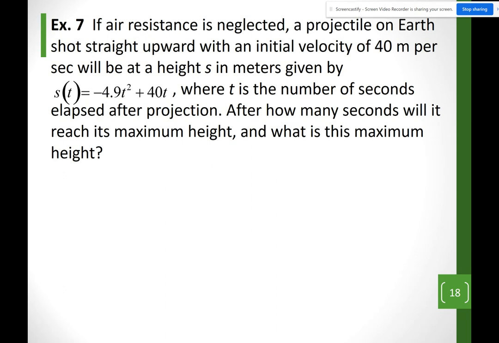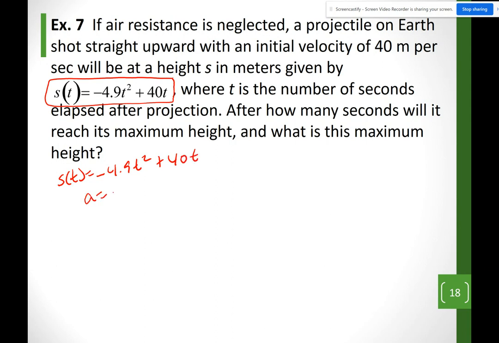If air resistance is neglected, a projectile on Earth shot straight upward with initial velocity of 40 meters per second will be at a height s in meters given by a formula. So this formula tells me the height of the object, where t is the number of seconds elapsed after projection. After how many seconds will it reach its maximum height, and what is this maximum height? So let me find out what my vertex is. I know my x value. Remember, I have my formula, s of t is negative 4.9 t squared plus 40t.